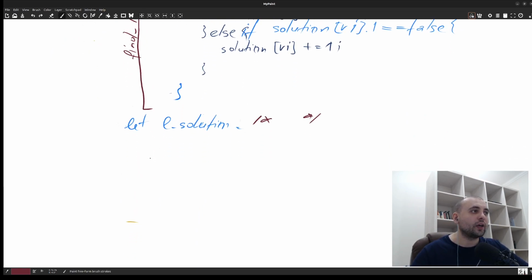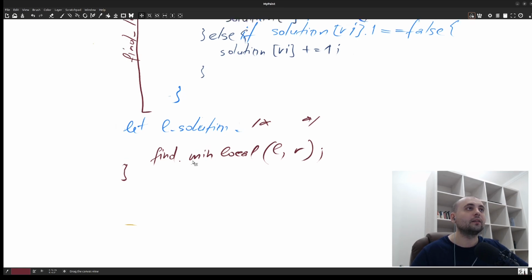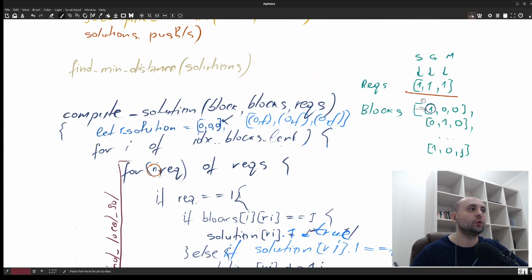Now we'll need to write a function to find the minimum solution, like find the min one. So we'll find the min local solution again. We'll provide left and right solutions, and this will be kind of it. Pretty much that will be the whole algorithm on the high level side for compute solution.